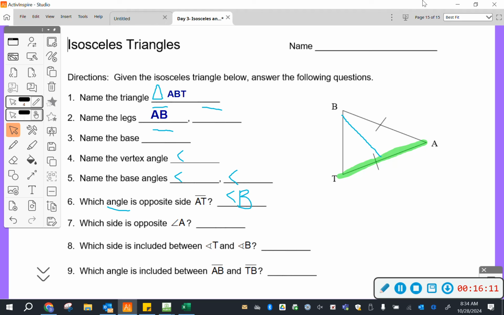Side or angle? Isosceles. Across from what side or angle? Side. Yep. Again, if it says side, you need to have a line up top. If it says angle, you need to have the angle symbols.